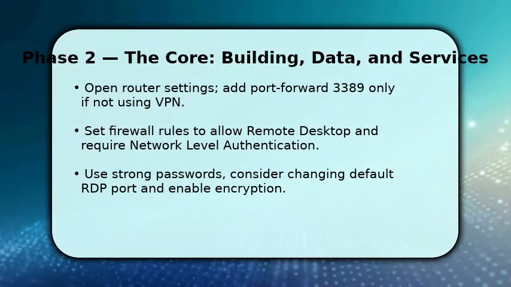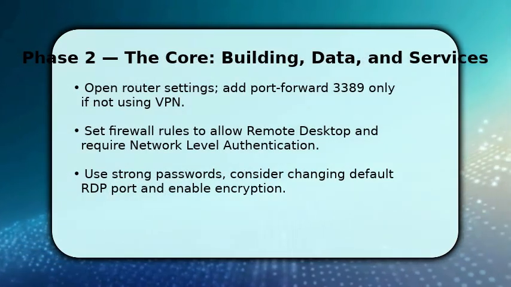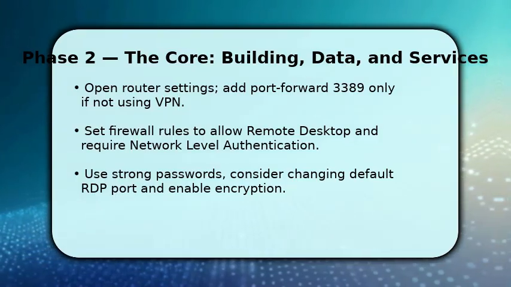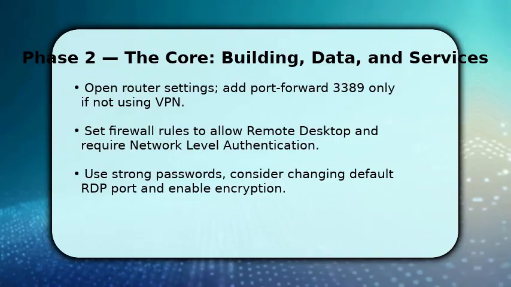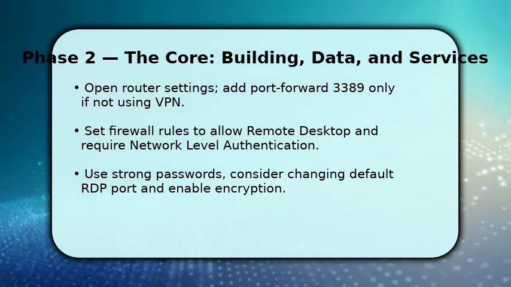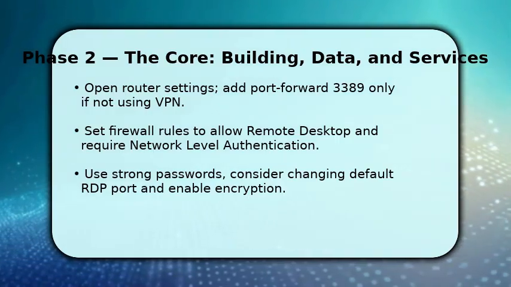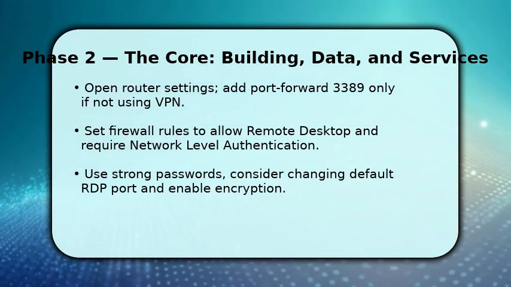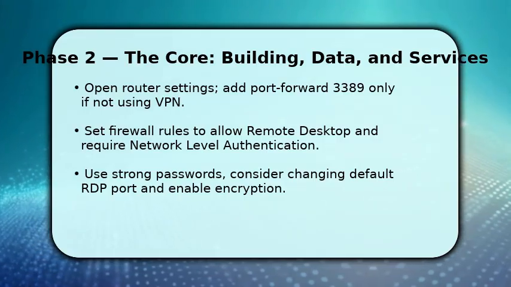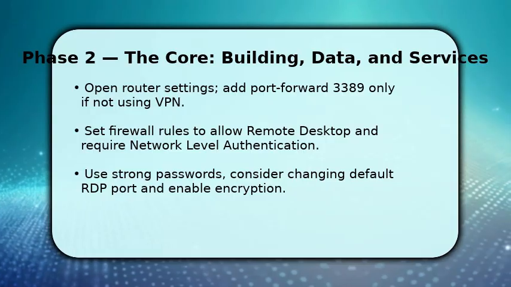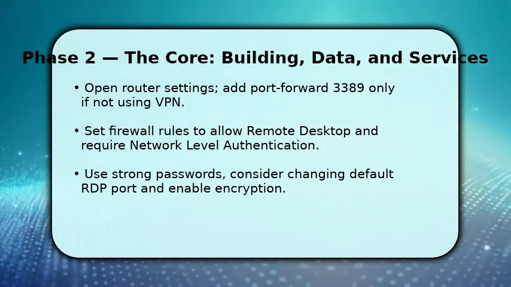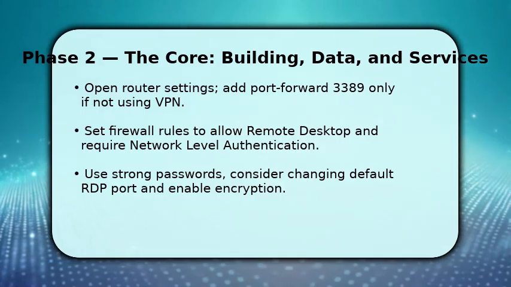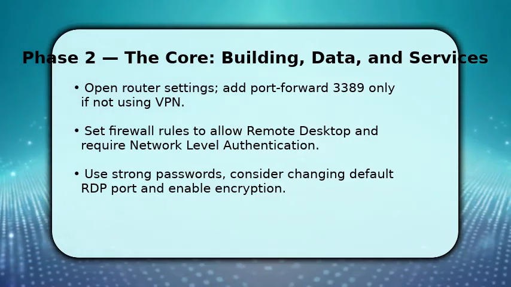Once done, log into your router to create the necessary rules. If not using a VPN, forward port 3389 to the host's static IP, but restrict source IPs when possible. Make sure the host firewall allows remote desktop and enforces network-level authentication. This prevents unauthorized sessions before login. Also, use a strong password. Consider changing the default RDP port to reduce noise, and enable RDP encryption. These steps decrease attack surface while preserving remote access functionality.